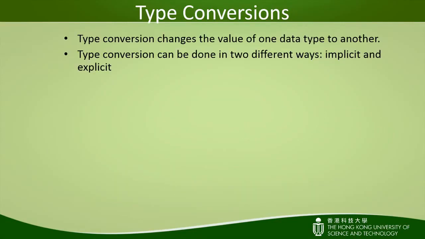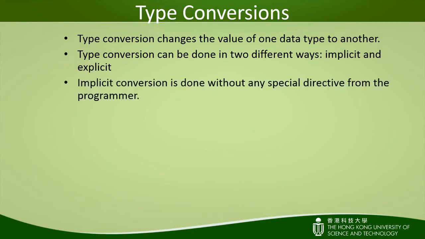For a particular type, there is a set of valid operators that can be applied to that type. If one wants to apply a certain operator that is only valid for another type, type conversion is needed to convert the data type from one type to another. Type conversion can be done in two different ways: implicit and explicit conversions.